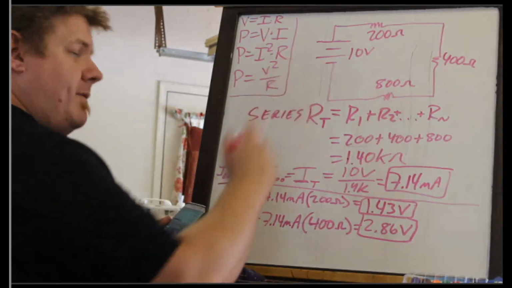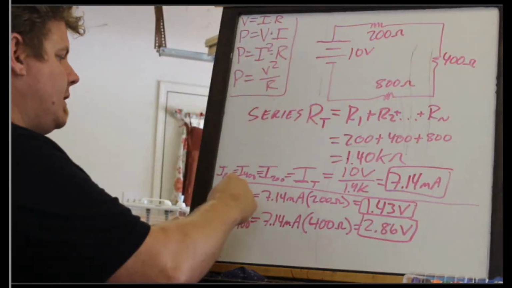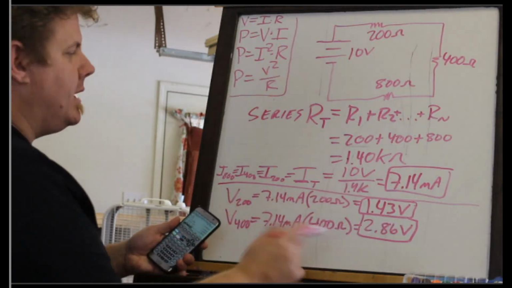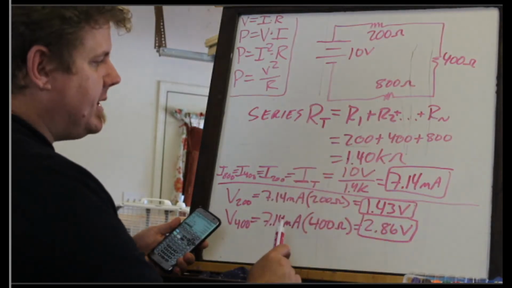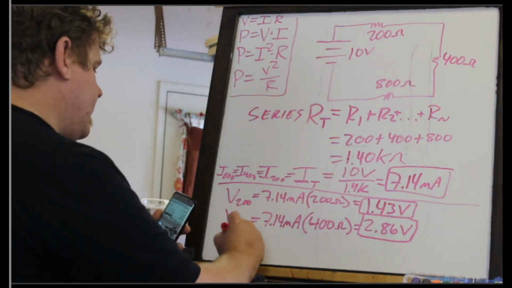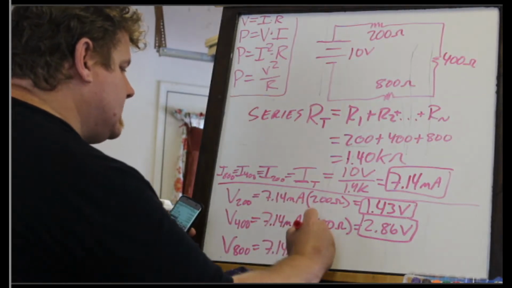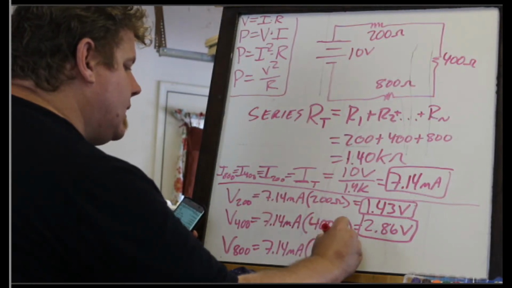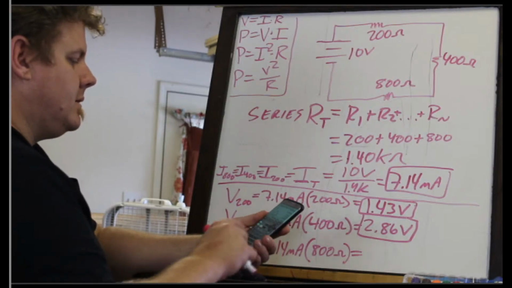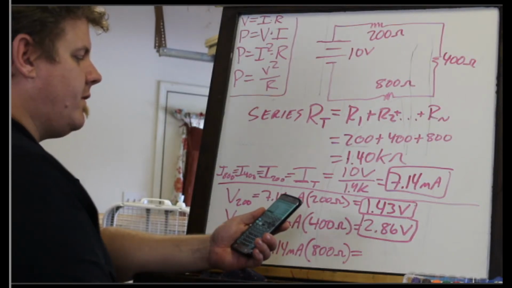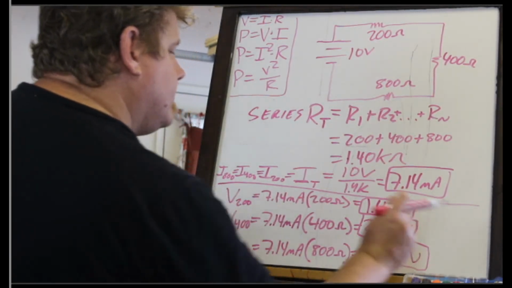Now, the next one, I specifically chose these as doubles, right? So 200, twice 200 is 400, twice 400 is 800. So now I should be able to see, what is that, 5.6-ish should be my next voltage. So let's try that. Voltage 800 equals 7.14 milliamps times 800 ohms equals, and yes, I'm going to type this out, 5.71 volts. Okay.